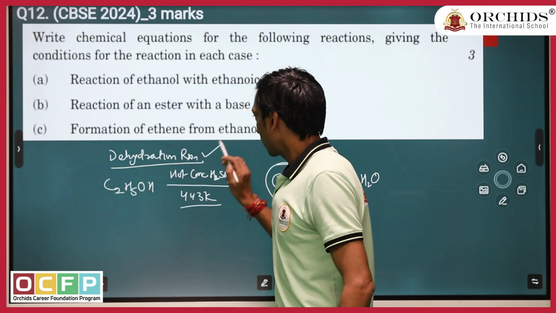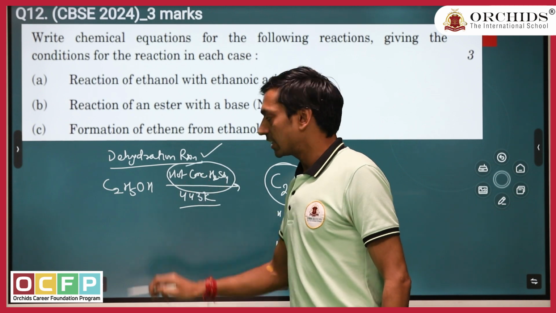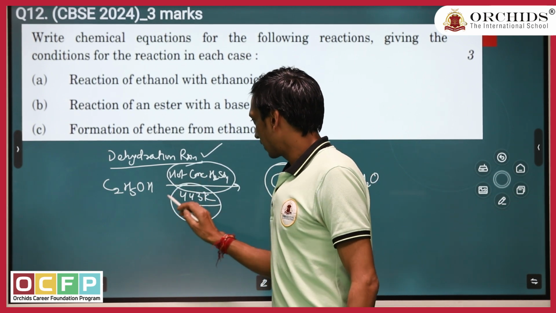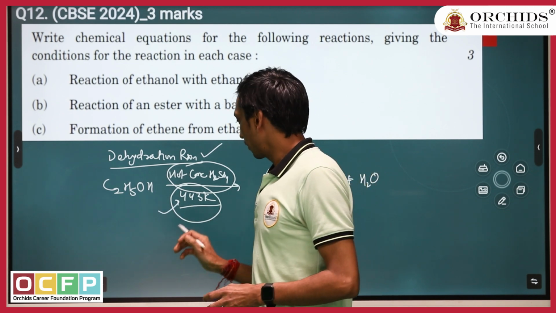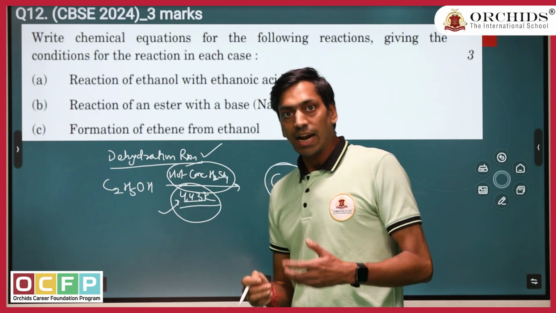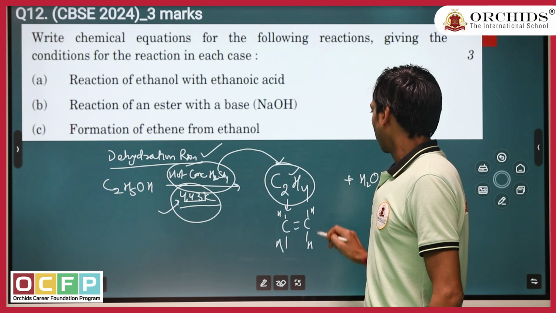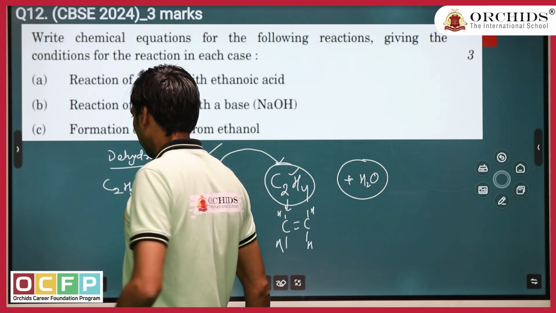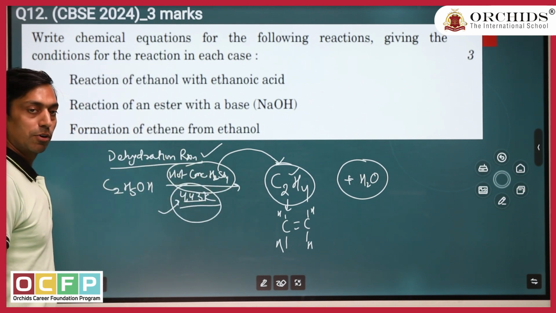Again, the name of the reaction is the dehydration reaction. The dehydrating agent here is hot concentrated sulfuric acid. We are heating the solution of ethanol and concentrated sulfuric acid to a temperature of 443 Kelvin, which speeds up the reaction and gives ethene plus water, because the dehydrating agent removes the water. So this is the third reaction, the formation of ethene from ethanol.